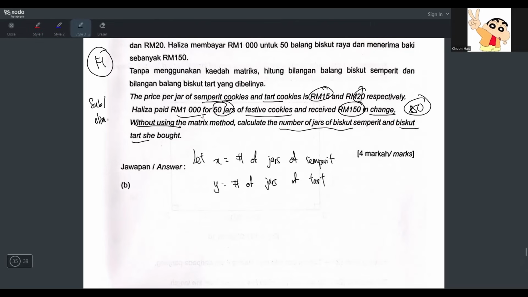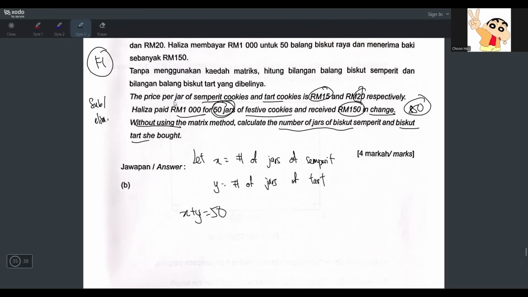And then Haliza paid 1,000, and then she got change 150, but it's 50 jars. So x plus y will be 50, because x plus y is the number of jars. And the total is 50. And the second equation you will use to write the price.